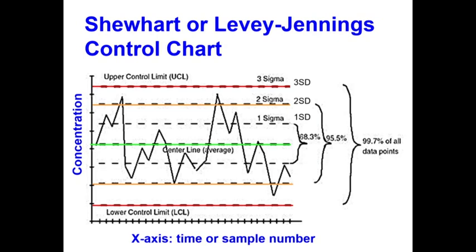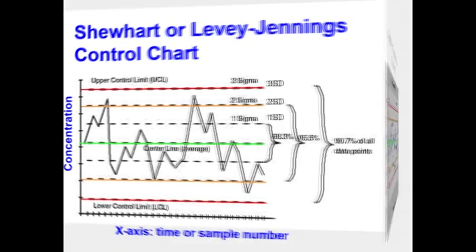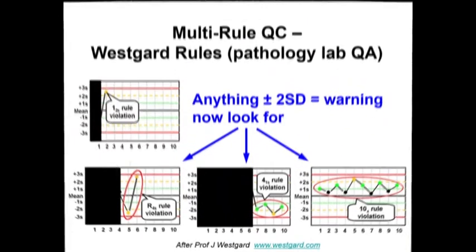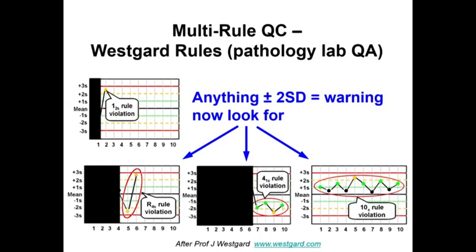So this is single rule quality control, and that's simply 2 consecutive results outside 2 standard deviations is deemed a failure. Anything outside 3 standard deviations is deemed a failure. Westgard rules, borrowed from the pathology laboratory, extend that to look at trend in addition to bias, and the benefit of this is that it reduces the error, the false positives, while at the same time maintaining high error detection.